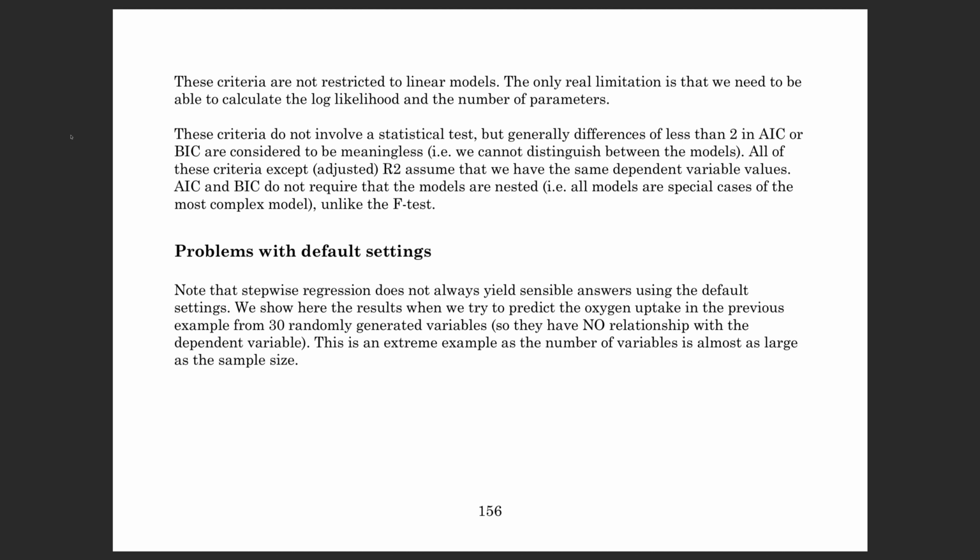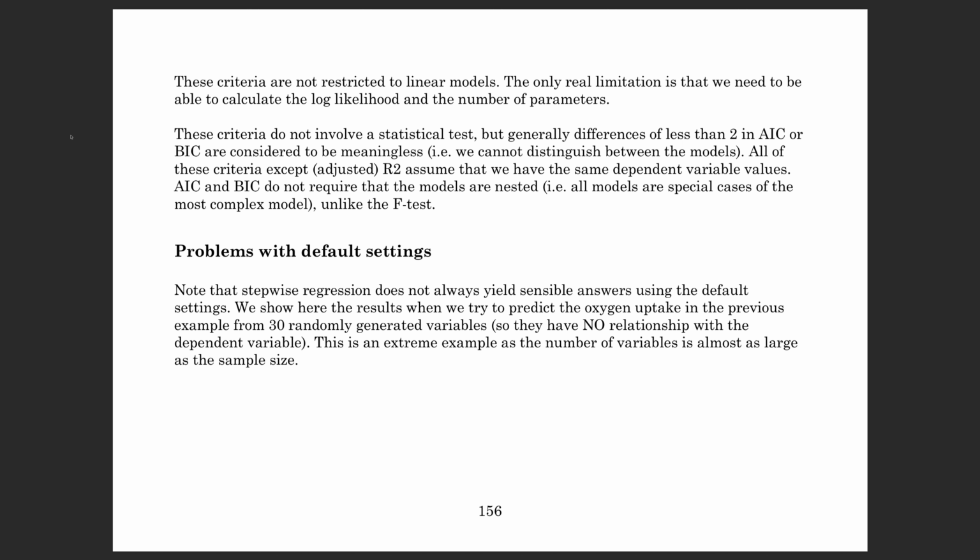As I said, all of these criteria, except for the R squared and adjusted R squared, assume that we have the same dependent variable values. In other words, we haven't changed the y's. AIC and BIC do not require that the models are nested. So what does nested mean? Nested means all models are special cases of the most complex model. The F-test does actually require that.